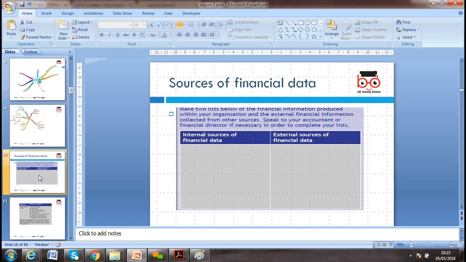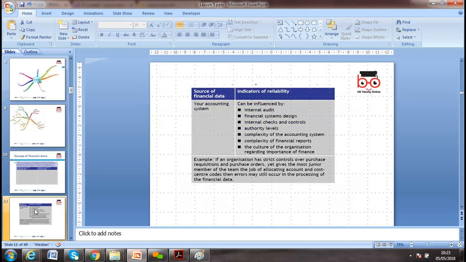And external could be the internet, Companies House, and other outsourced companies that are involved in such data recruitment. Yes, well done. So these are all sources, external and internal.